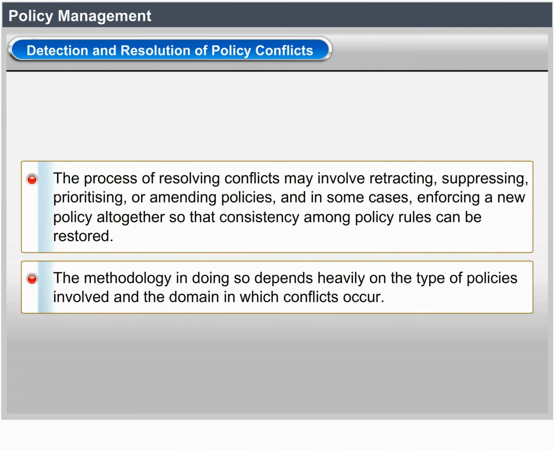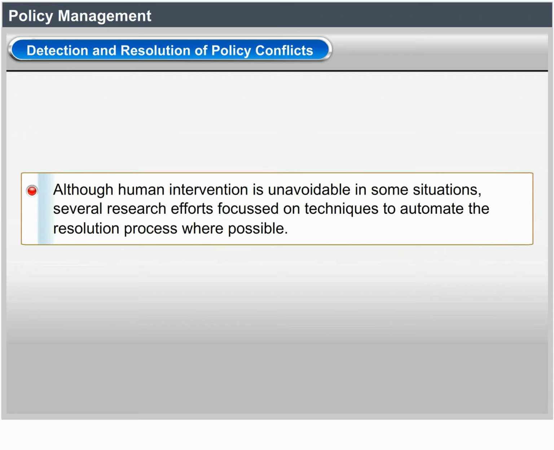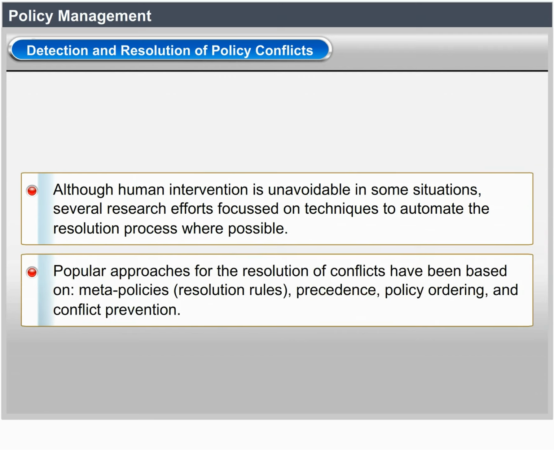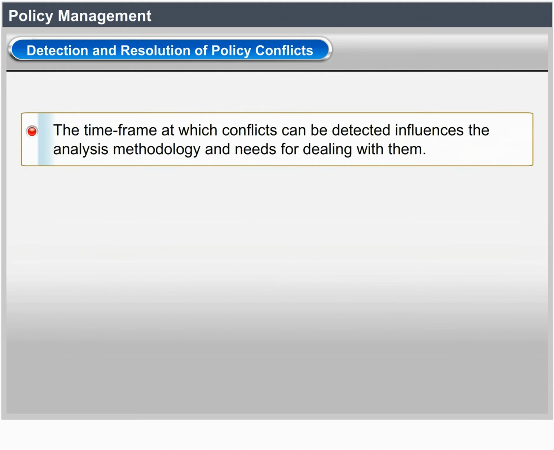Although human intervention is unavoidable in some situations, several research efforts focused on techniques to automate the resolution process where possible. Popular approaches for the resolution of conflicts have been based on meta-policies, resolution rules, precedents, policy ordering, and conflict prevention. The time frame at which conflicts can be detected influences the analysis methodology and requirements for dealing with them.